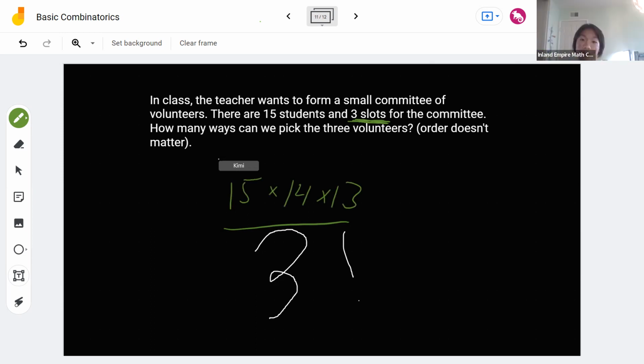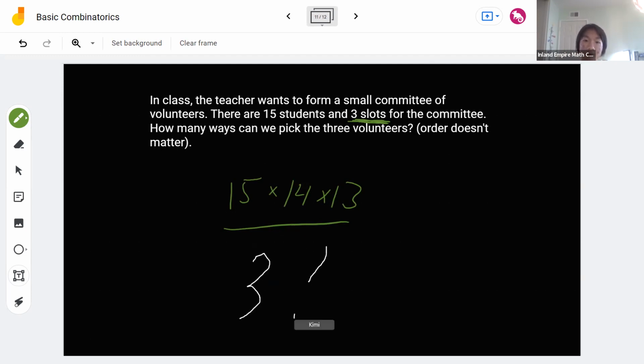So remember, we only have to pick 3 people here. So 15 people for the first choice. Then after we pick one of them, there's only 14 left. So there's 14 for the second choice and then 13 for the third choice. But then here again, we're assuming that they're all taking different positions, but they're all having the same slots for the committee. So we need to divide by 3 factorial because that's how many ways we can arrange the 3 people in those 3 slots.